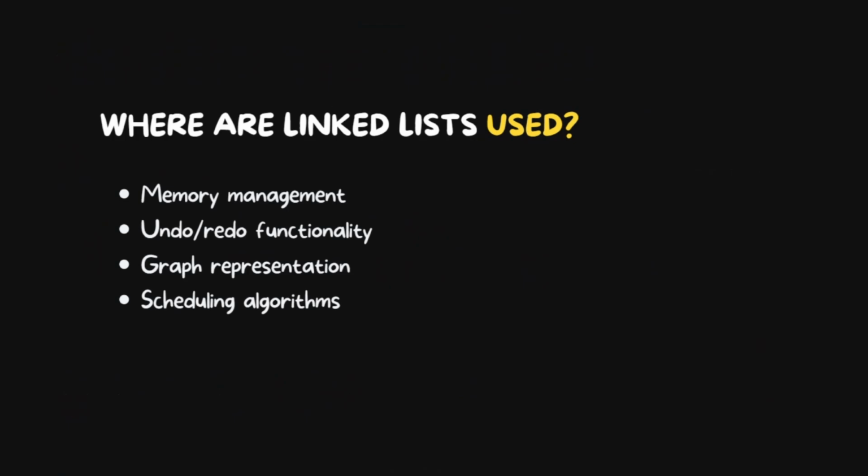Now, where are linked lists used in real life? Some common applications include memory management, where dynamic allocation of memory, undo or redo features used in text editors like MS Word, graph representation, adjacency lists use linked lists, and scheduling algorithms used in CPU scheduling. So even though they seem basic, linked lists power some of the most important computer functions.